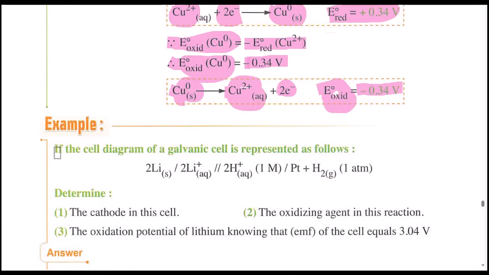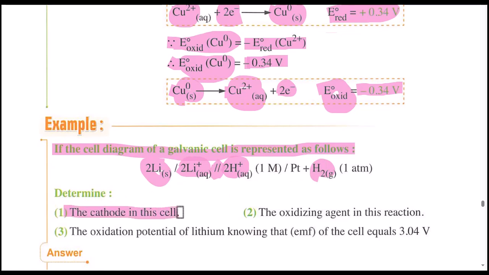We take an example of this. If the cell diagram of a galvanic cell is represented by the following: 2 lithium 0 solid oxidized to 2 lithium ions, and here the salt bridge, the cathode is reduced from hydrogen ion into hydrogen gas 0. So determine the cathode in this cell.